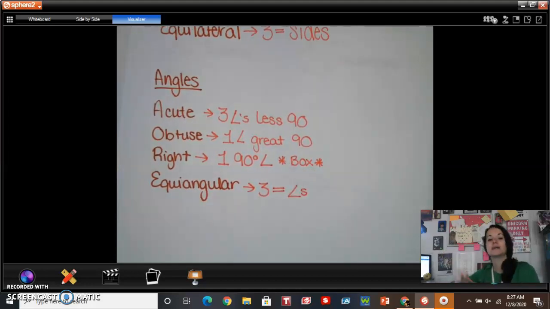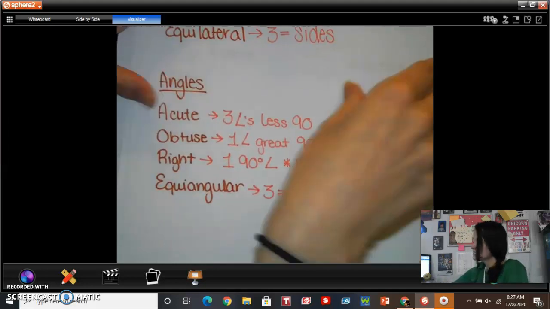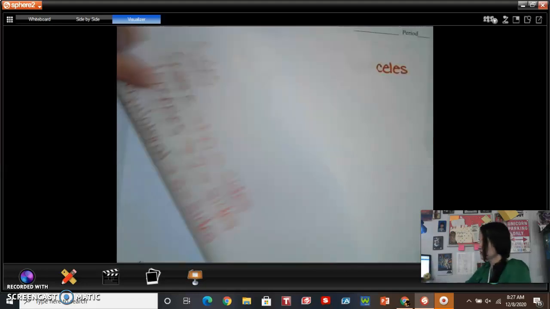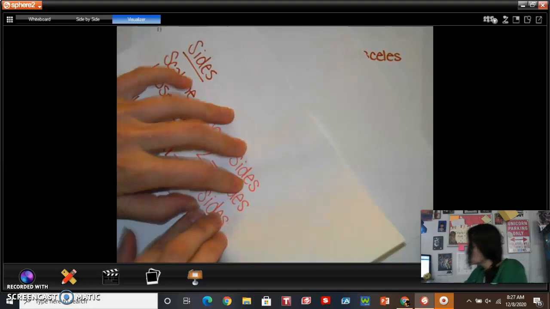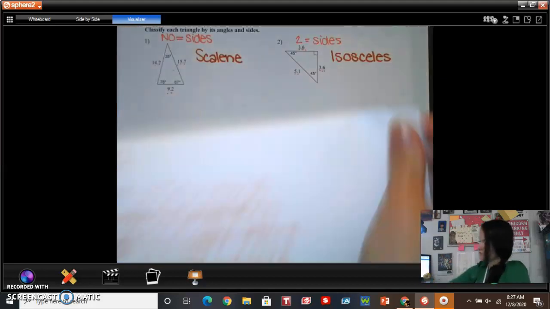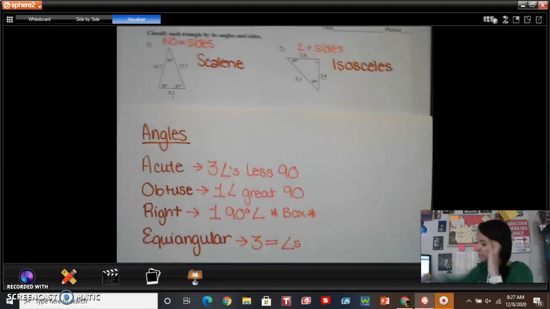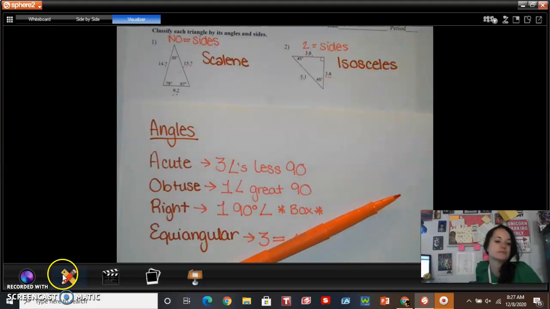All right? If you do not have these written down, you need to, because you'll definitely need them also for the exam. You won't be taking this test until the year 2021, but still, it's important to have it. So let's use these to go ahead and classify our 2 examples that we have by their angles.